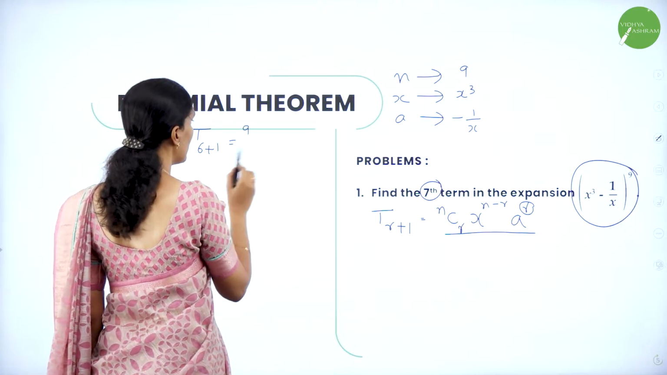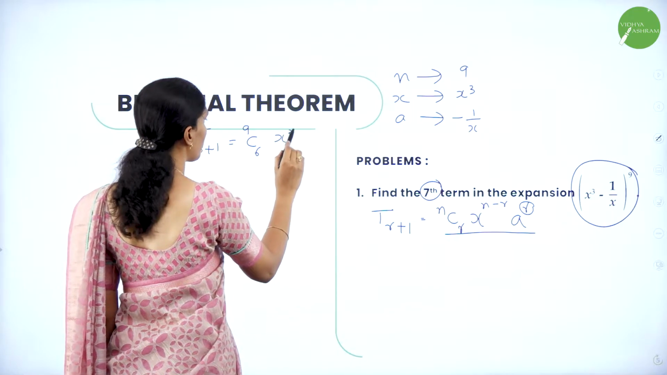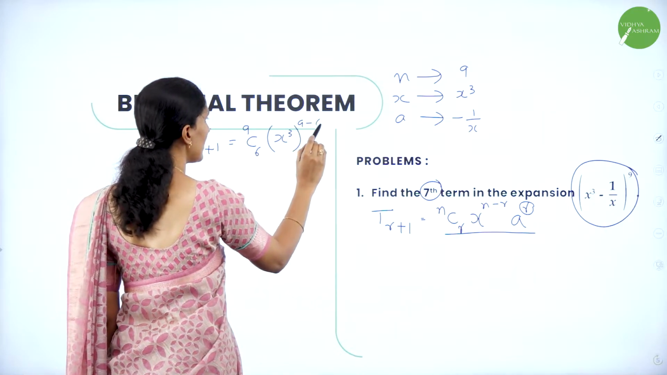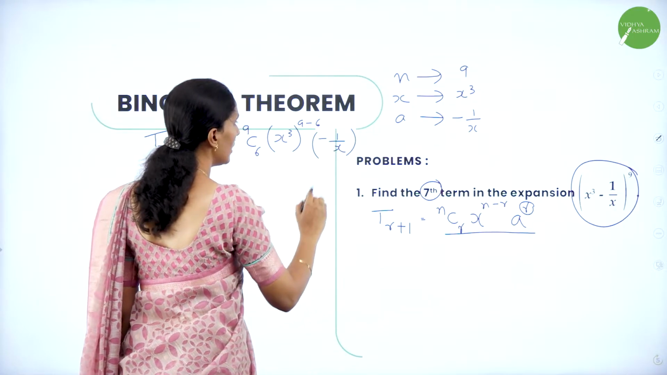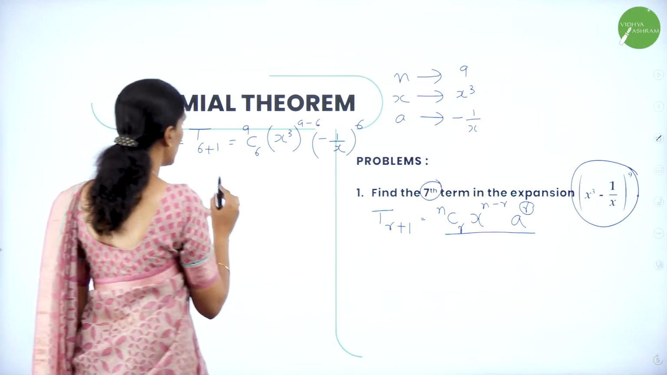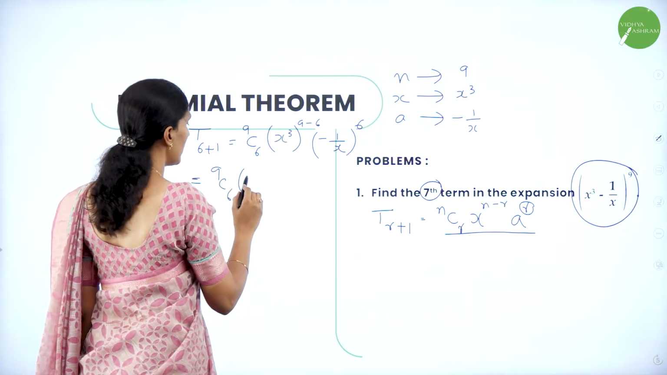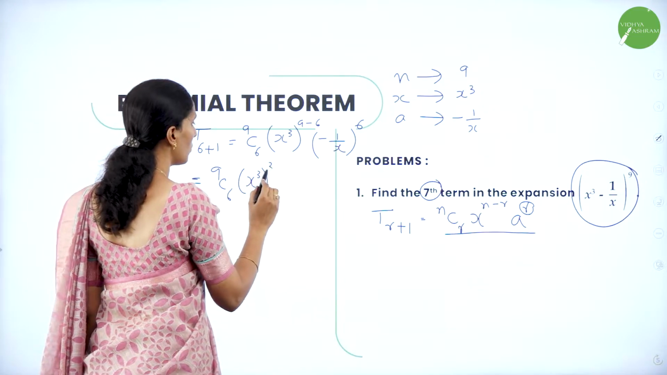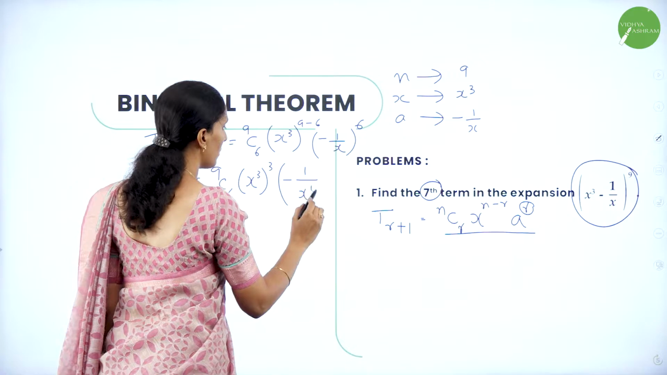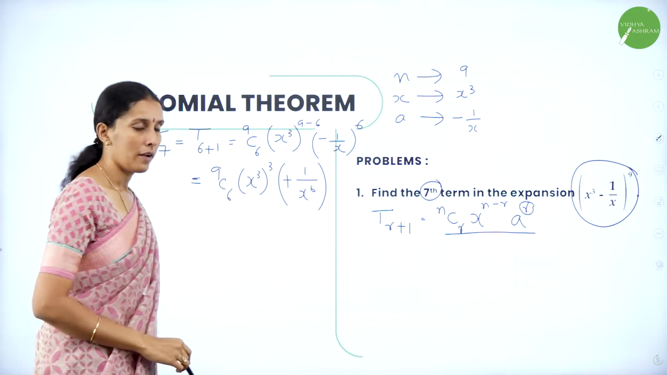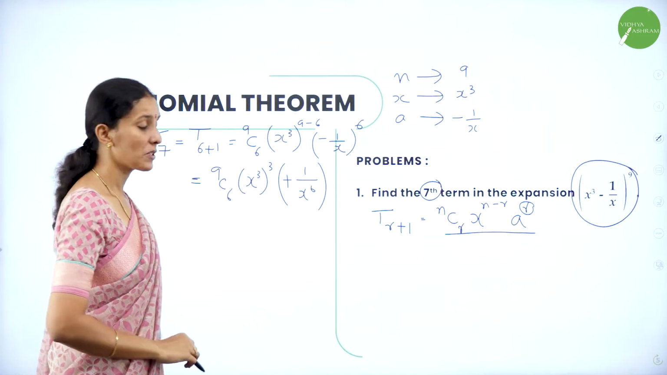So 9C6 x cube, raised to 9 minus 6, times minus 1 by x whole power r, which is 6. So this is equal to 9C6, x cube whole cube, and then minus 1 divided by x power 6. So this is positive. Why? When you have an even number of powers for minus, it becomes positive.